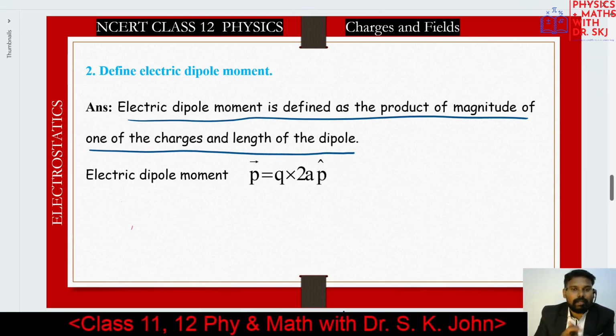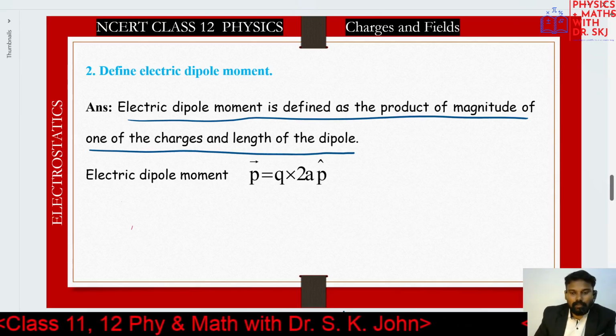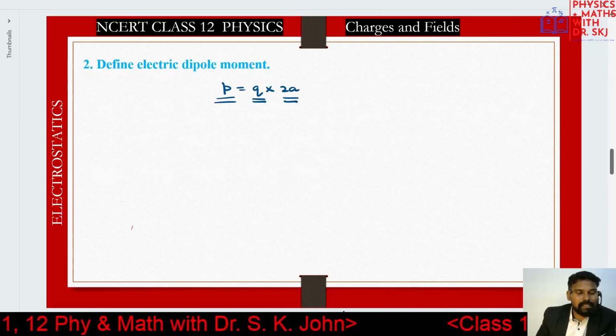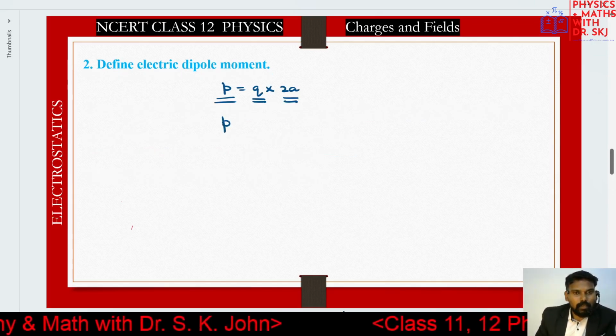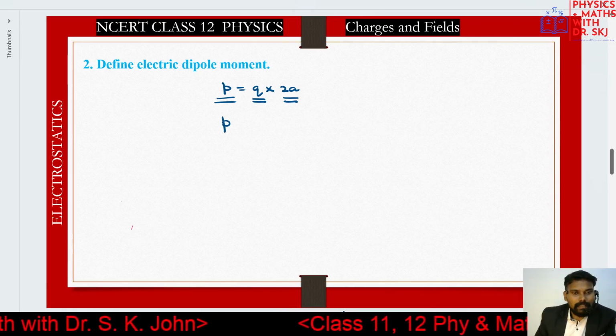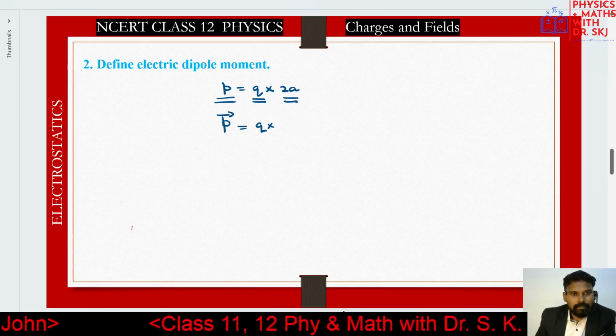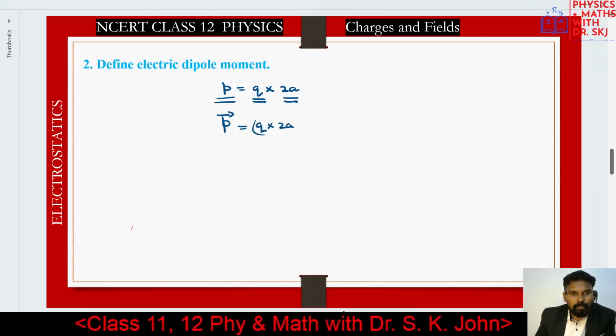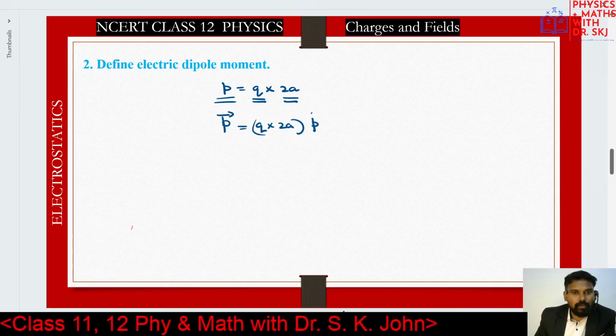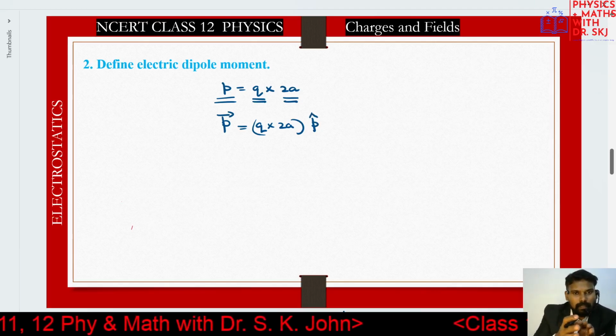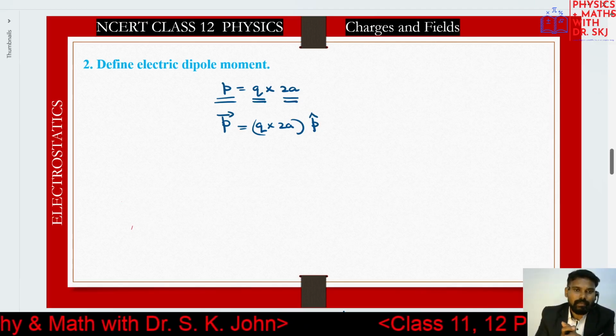But this is a vector quantity. Electric dipole moment is a vector quantity. Here I represented dipole moment as q into 2a. But when we write it in vector form, we have to write like this. On the right hand side, to represent its direction, we use this unit vector. The cap represents a unit vector.